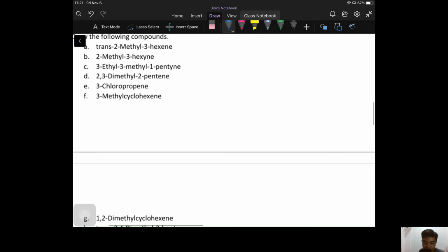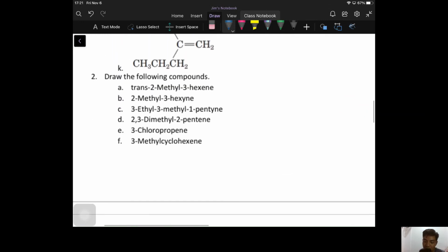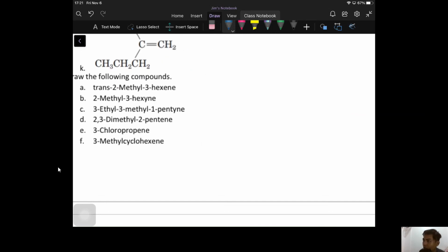Ito, drawing tayo. Ito, letter F. 3-methylcyclohexene. Itong letter F. Cyclohexene. Meaning nun, may cyclo ka, may ring, hex, 6 na carbons, ene, may double bond. Okay, so drawing ka ng hexagon. Tapos maglagay ka ng double bond everywhere you like. Ang gusto ko dyan, pangit ng hexagon ko.